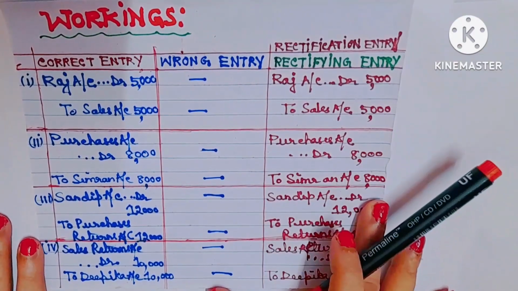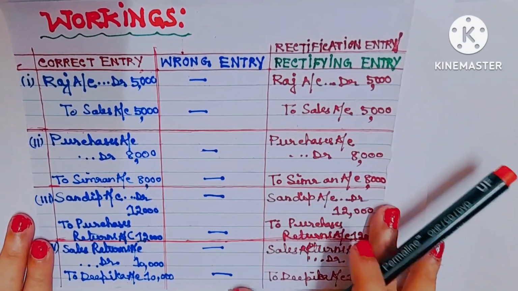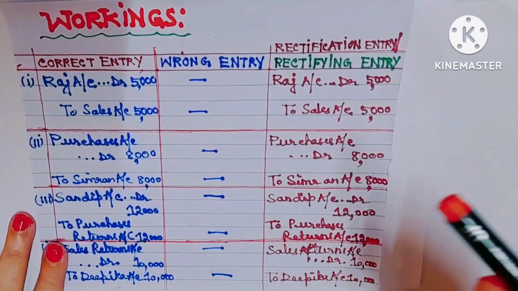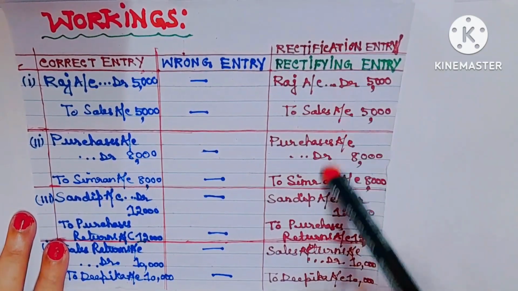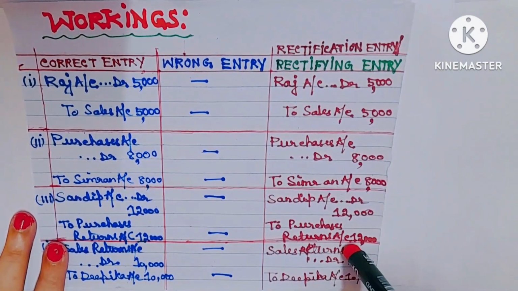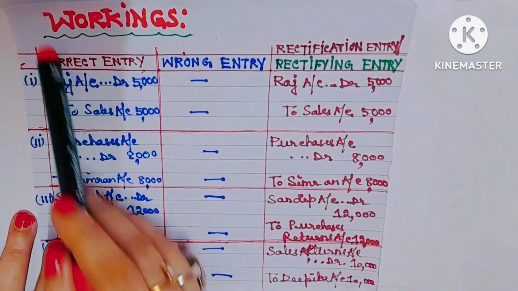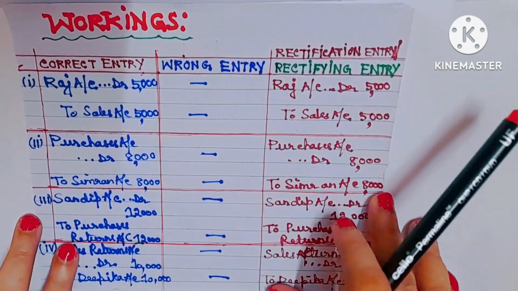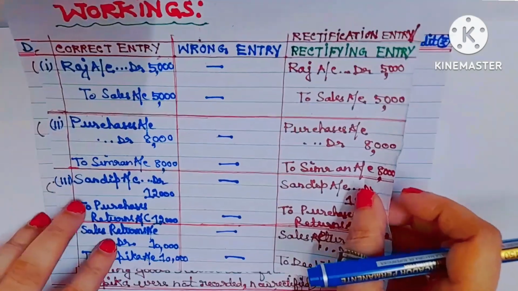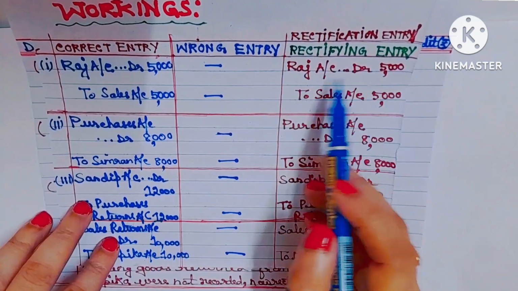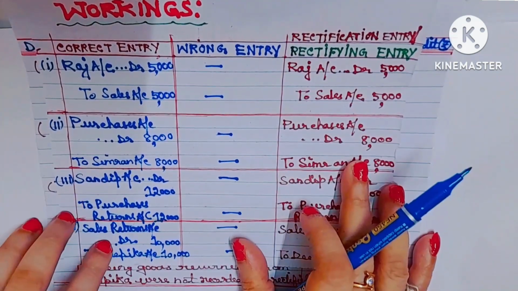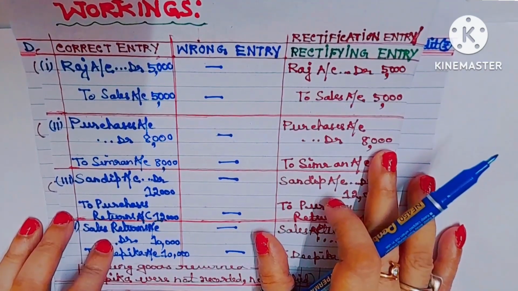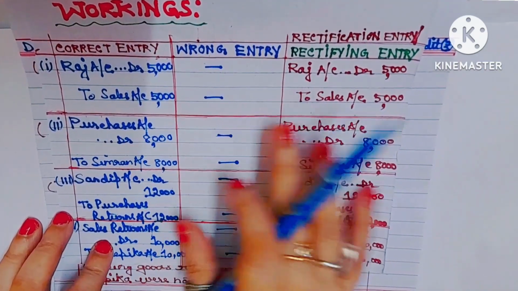But remember, this is just the workings. Now we have to do the fair work. What is the fair work? You have to prepare a journal and you have to copy all the rectifying entries. Understood? Let me show you. This is the workings. Please remember, this is the workings. And now we have to do the fair work. Okay, let me show you. Now see, what is the rectifying entry? When we are doing the fair work, we only have to look at the rectifying entries. Okay, not the correct entry, not the wrong entry, only the rectifying entries.